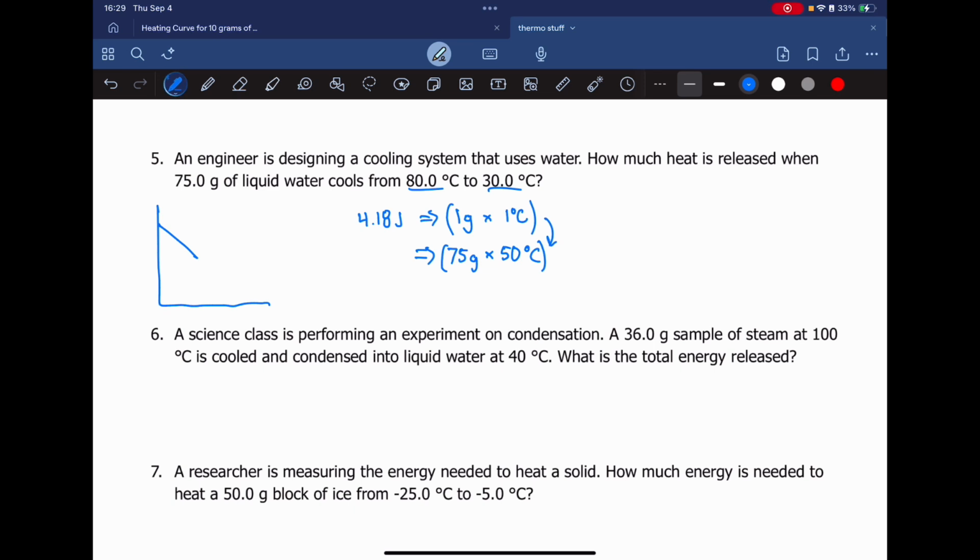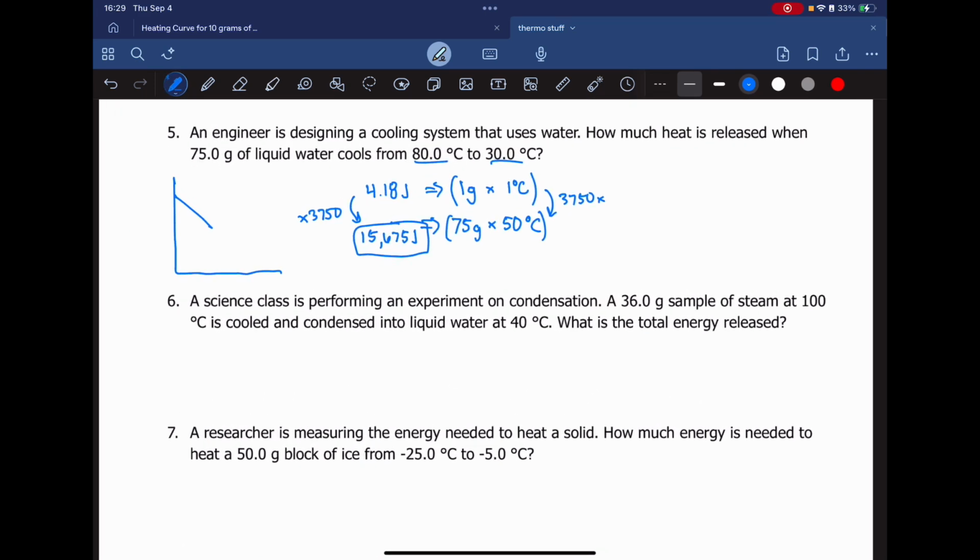75 times 50, I get 3750. All right, so that's my scale factor. I'm going to use the same scale factor over here on the left, times 3750. 4.18 times 3750 gives me 15,675 joules. There's my answer.